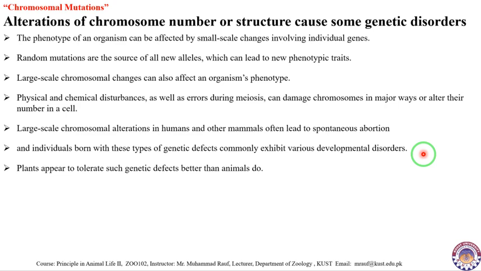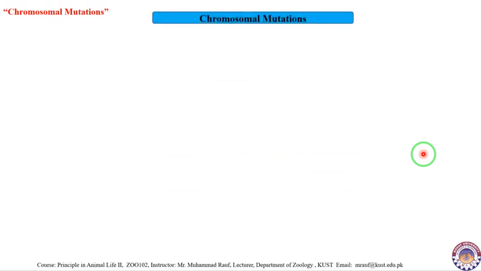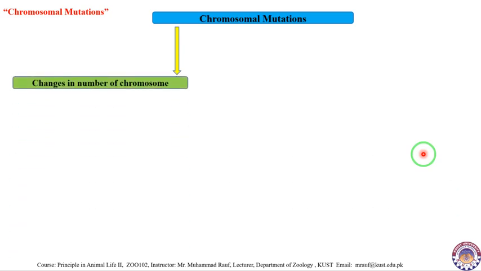Plants appear to tolerate such genetic defects better than animals do. Yes, it's a factor, because triploidy, tetraploidy, and hexaploidy are much more common in plants as compared to animals. So they are in a better position to tolerate such changes. Now here we will give an overview of the chromosomal mutations. There are two broad types of chromosomal mutations: change in the number of chromosomes and change in the structure of chromosomes.